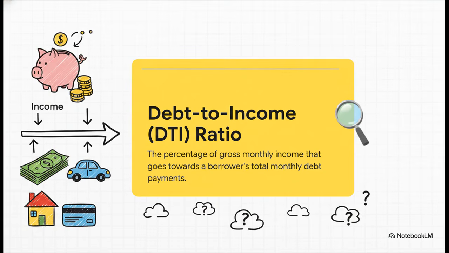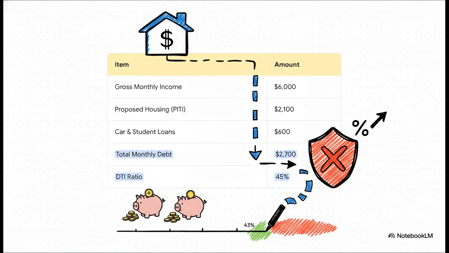At the very heart of all this is the debt-to-income ratio, DTI for short. It sounds technical, but it's a really simple and really powerful formula. You just take all of a borrower's monthly debt payments and divide that by their gross monthly income. That's it. Let's just walk through a quick example so it clicks. Say someone makes $6,000 a month. Their total debts, including the new mortgage payment, add up to $2,700. You do the math, and their DTI is 45%.